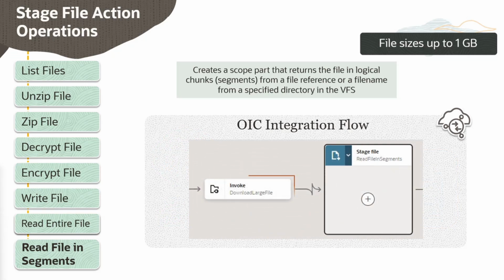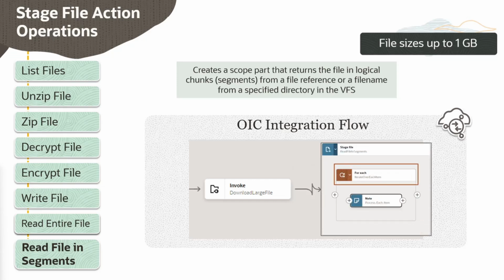Here's a look at a common pattern where you first use an FTP adapter connection to download a file without defining the structure as an opaque file, so it can be up to 1 gigabyte in size. Then you add the stage file action and configure the read file in segments operation to retrieve that file from the virtual file system, now defining the structure and indicating the segment size for each chunk. Now you define a for each loop action to iterate over each record within that current segment, where you can then add one or more actions to implement logic needed to process each row of data.